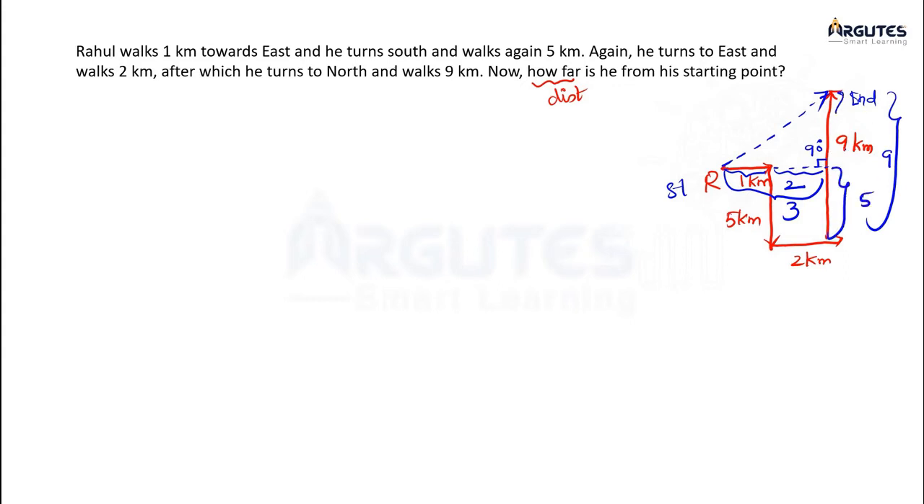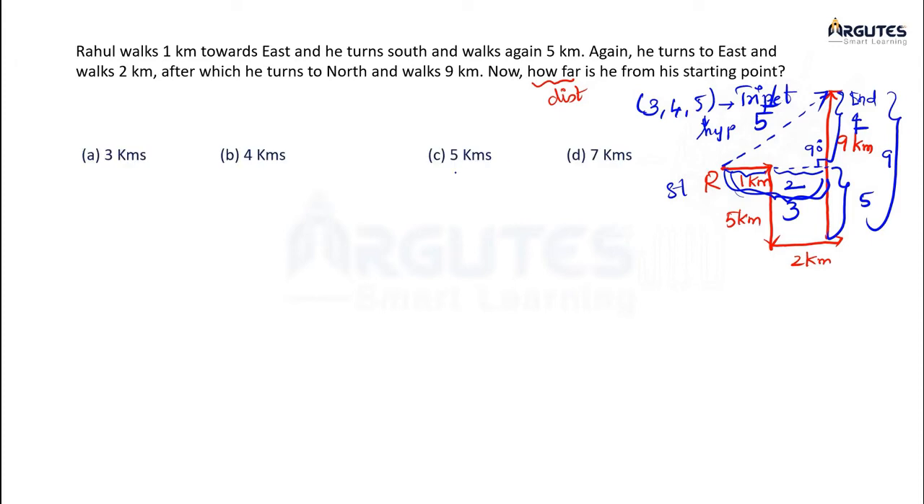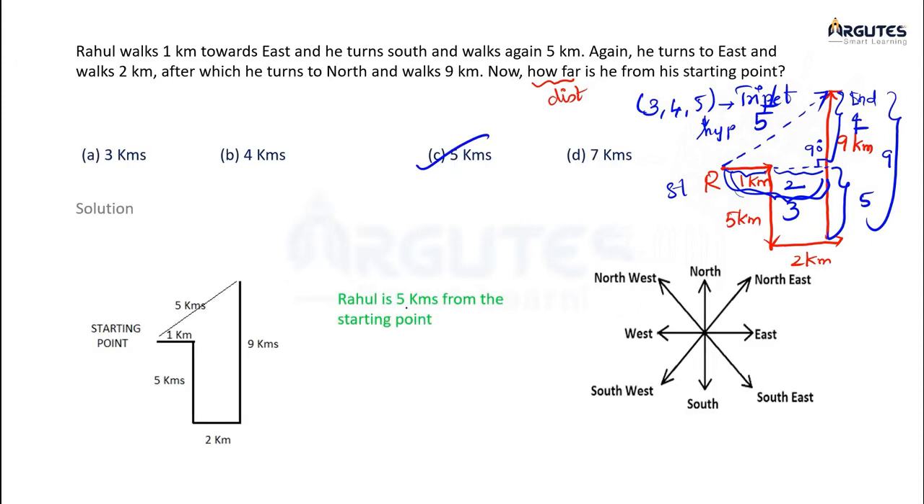So remaining will be 4. If it is 3 on one side and 4 on the other side, definitely your hypotenuse will be 5. So 3, 4 and 5 are the triplet pair. Always do remember. If 3 and 4 are the adjacent and opposite sides, definitely 5 will be your hypotenuse. So triplet pair is very important. You have to remember. So your answer is option C, 5 kilometer. So Rahul is 5 kilometers from the starting point. Is it clear? Now, moving on to the next question.